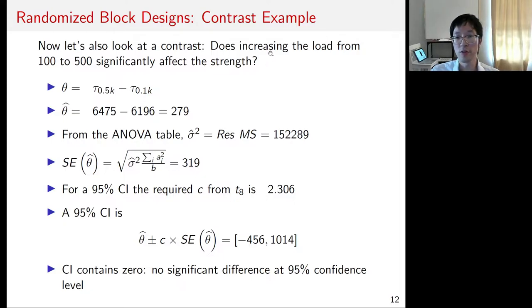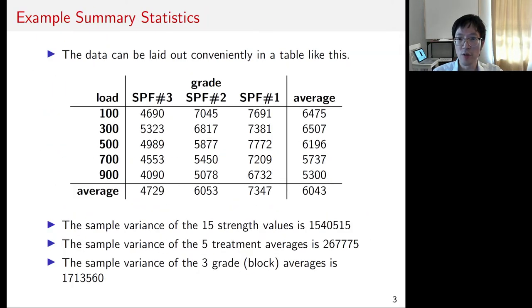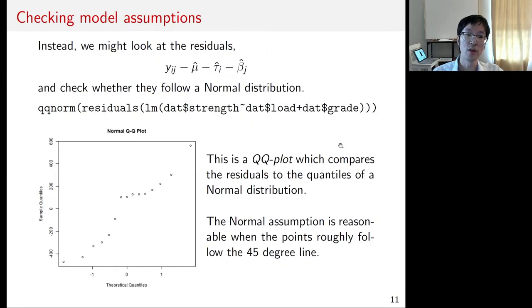Just to illustrate, let's look at this contrast. We know there are differences among the five treatments, so let's look at the difference between two specific treatments, say 100 and 500. If I back up for a second, in the raw data you do notice a general decreasing trend in strength depending on the pre-stress level, which makes sense because the more load you apply in the pre-stressing, the more we expect the strength of the wood to go down because of damage. So we could ask: is there a significant difference between load level 100 and 500? Is this difference of about 280 units statistically significant? That can be done using a test of contrast.